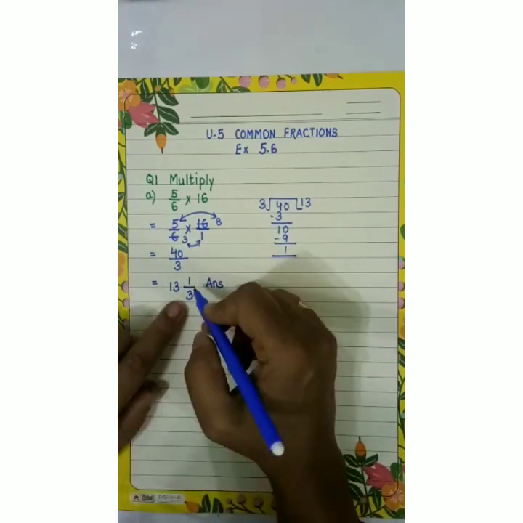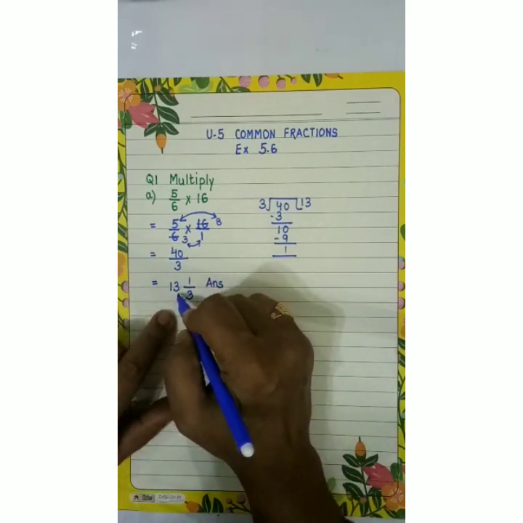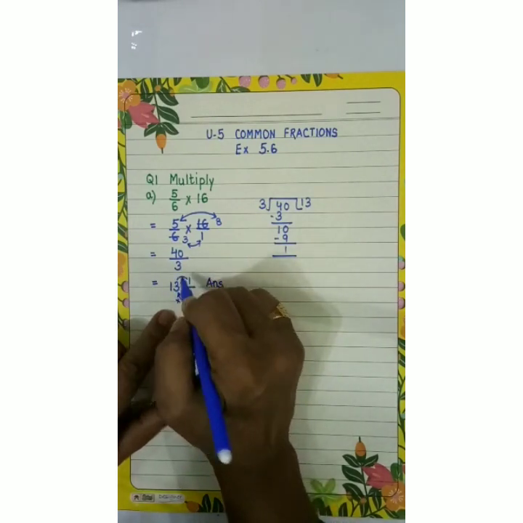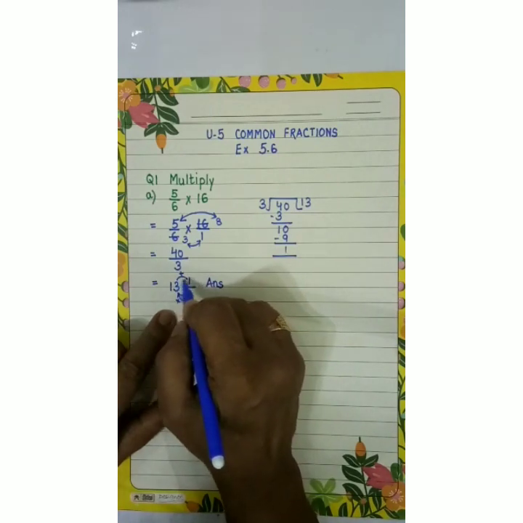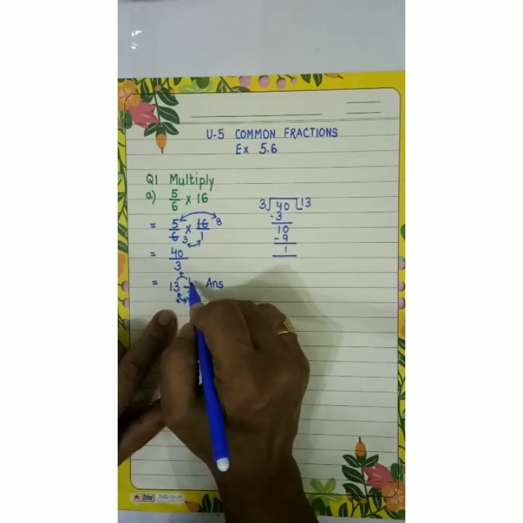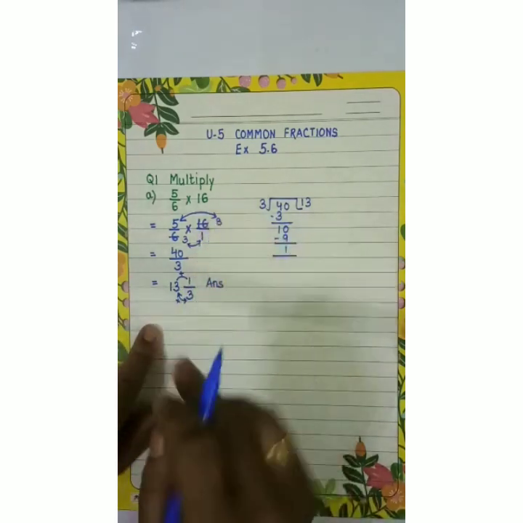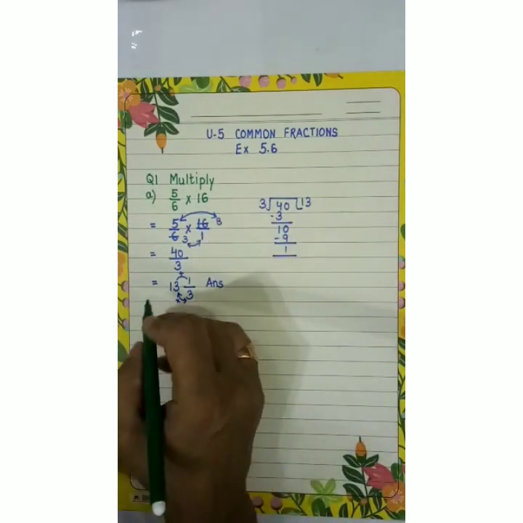Now you can cross check your answer by a method. 13 multiplied by 3. 13 3s are 39. And you can add the number over here in the numerator in the answer. So 13 3s are 39 plus 1. It gives you 40, which is written over here. That means it is a correct answer.